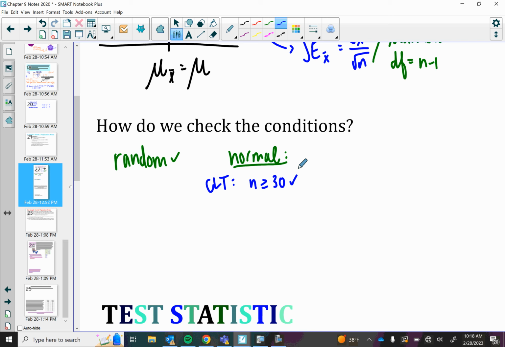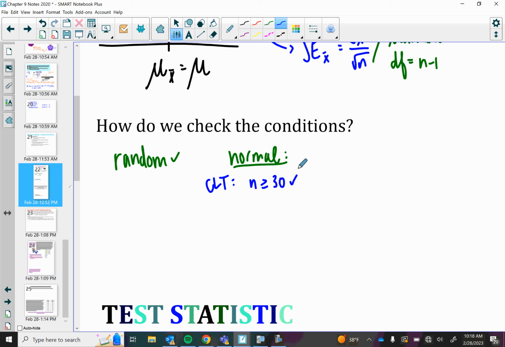So let's talk about how we check our conditions for inference. Really, nothing's going to be new or different here. This is the good part. We check our random condition. Of course, that would be stated. Normal: ideally, our central limit theorem would come into play, where our sample size is greater than or equal to 30, and then we'd be happy.